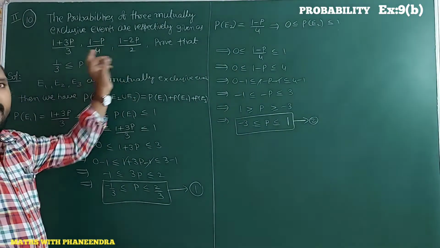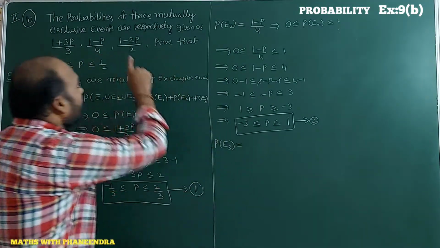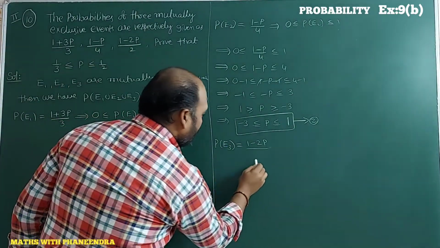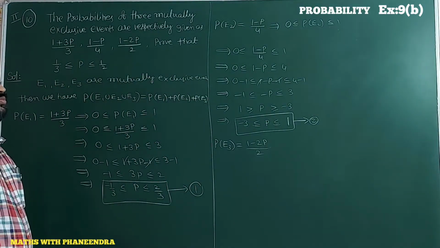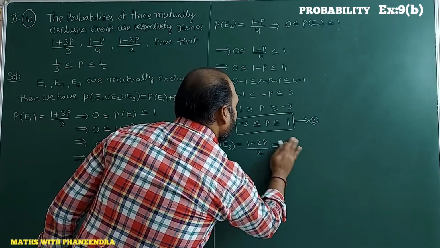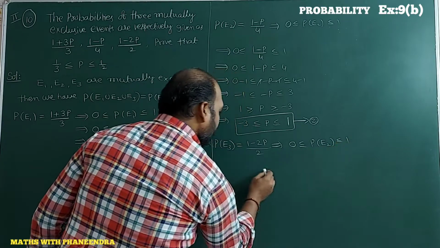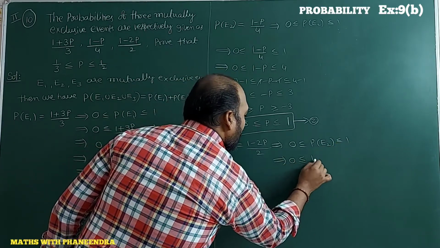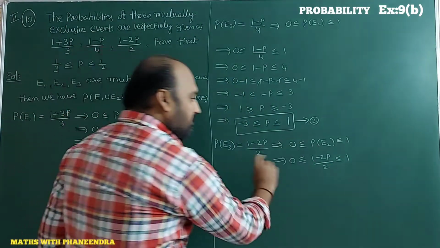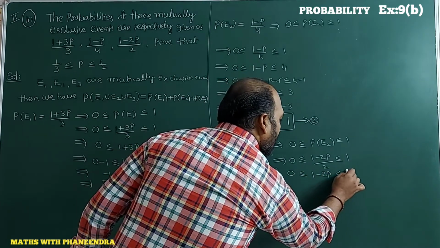Similarly, the third one you take, P of E3. What is P of E3? (1 minus 2p) divided by 2. So that implies 0 is less than or equal to P of E3 is less than or equal to 1. That implies 0 is less than or equal to (1 minus 2p) divided by 2 is less than or equal to 1. So multiplying by 2 on both sides: 0 is less than or equal to 1 minus 2p is less than or equal to 2.